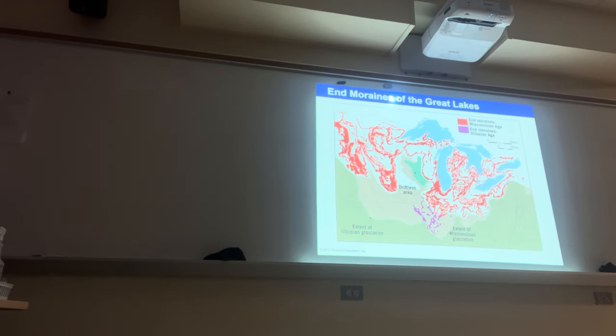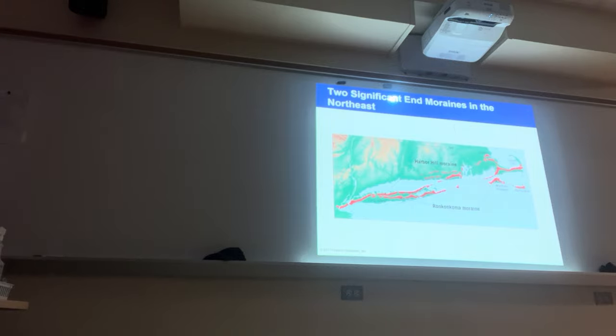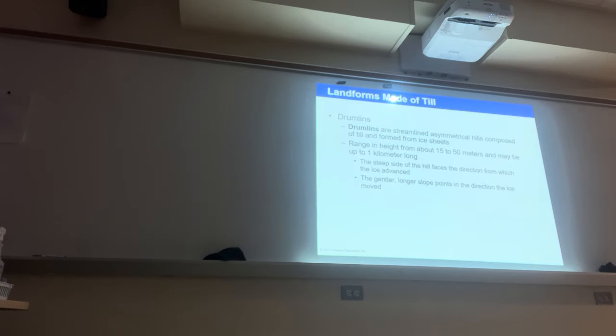They're showing some of the end moraines around the Great Lakes. Long Island is a terminal end moraine from a glacier from the last glacial maximum. So just a big old pile of dirt that a huge glacier pushed together, and now it's Long Island. Some other features that we can find created from till include drumlins.